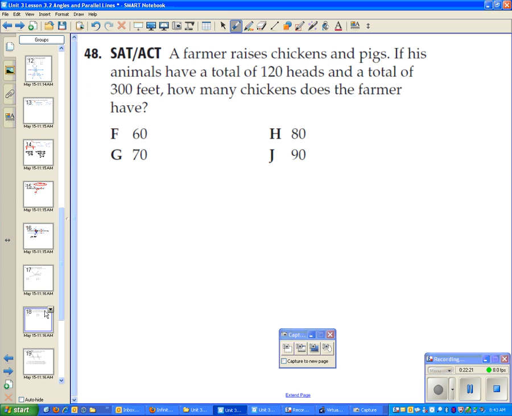A farmer raises chickens and pigs. Oh, no. This always feels like it's more of a joke than it is a math problem, doesn't it? If his animals have a total of 120 heads and a total of 300 feet, how many chickens does the farmer have? Okay, yeah, it's multiple choice. I don't even have a clue how to go about this. What should I do?